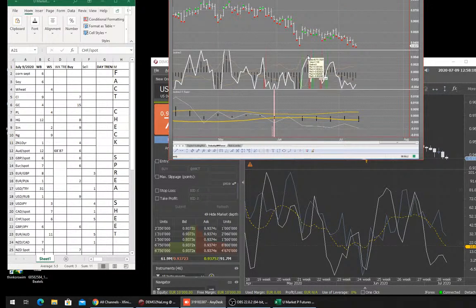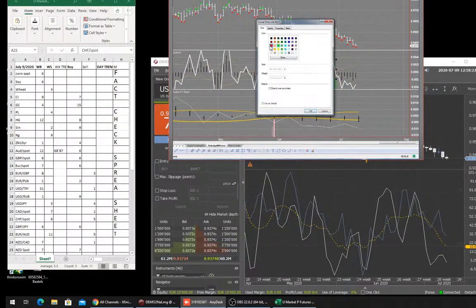Did I ever put the little red line in there? I don't think I did. Let's grab this little green line and turn it red. So it went into the sell right there, and make it red. There we are.